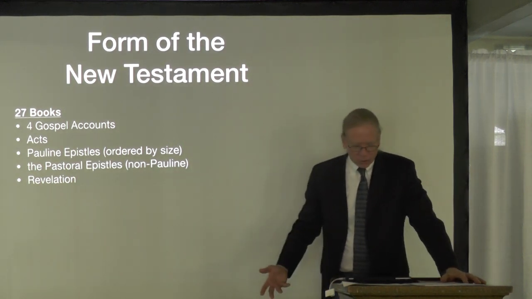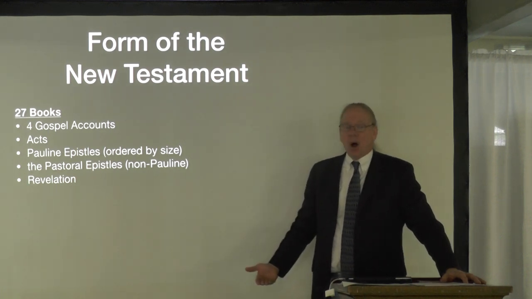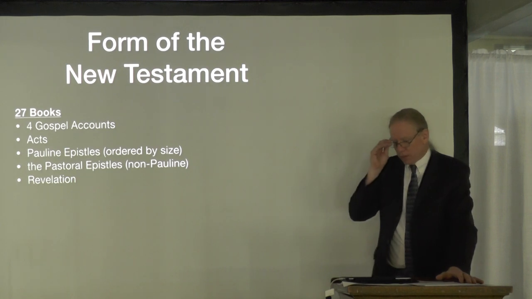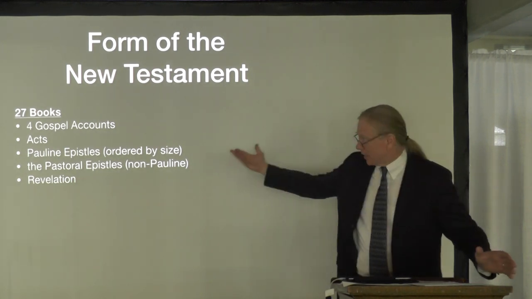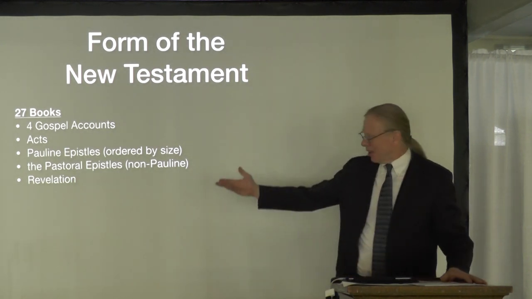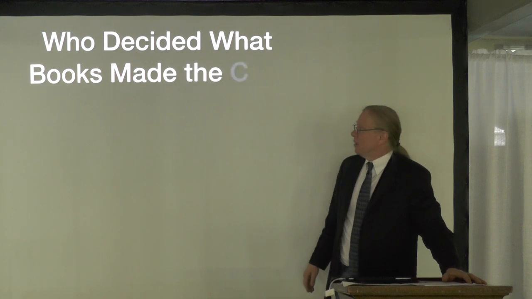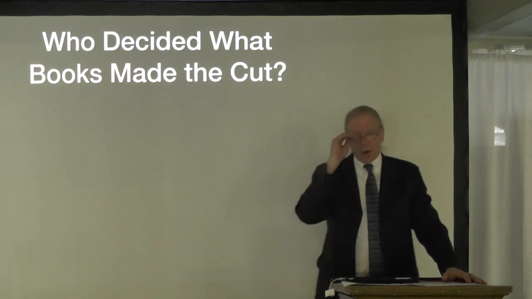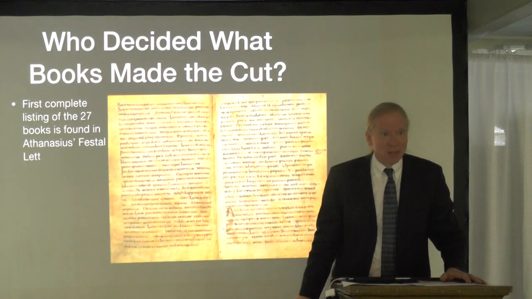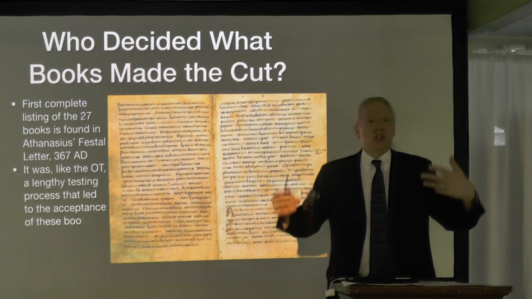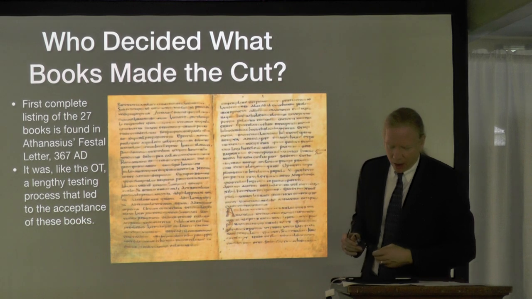The pastoral epistles follow them. The non-Pauline epistles, that's kind of the fancy name for them. And then, of course, it finishes with the book of Revelation. So that's the ordering of our New Testament. How do we get these books in the condition that they're in and the way that they're in? Who decided what books would be making the cut and entering into the New Testament? I don't know if you realize there was some debate that took place. We're not privy to all of that debate, but we do know that there were some arguments about it.